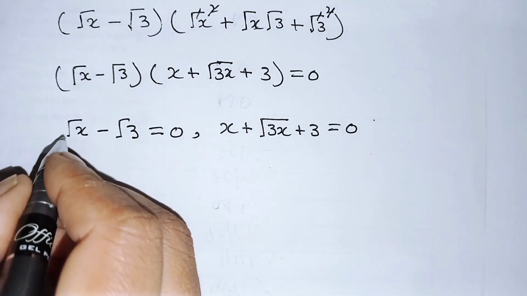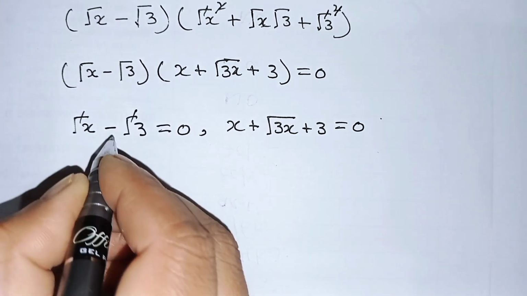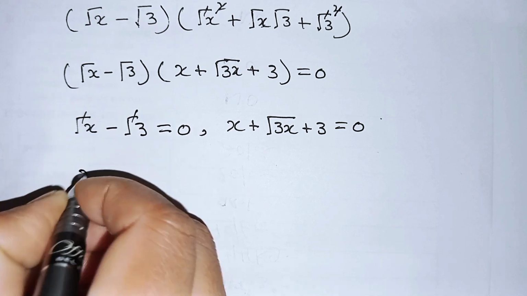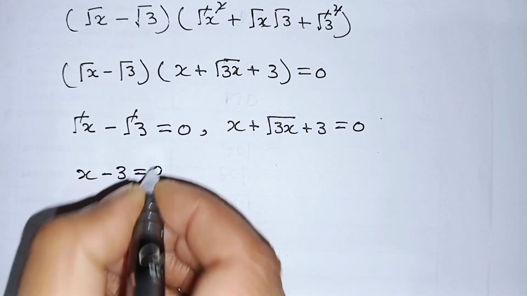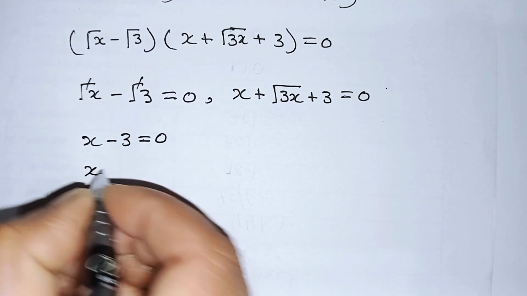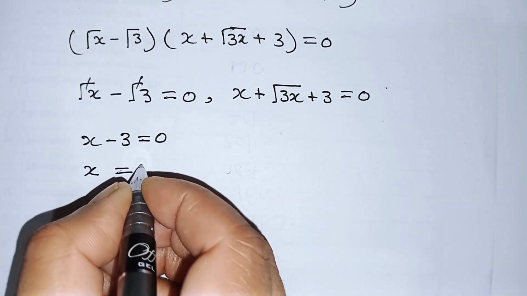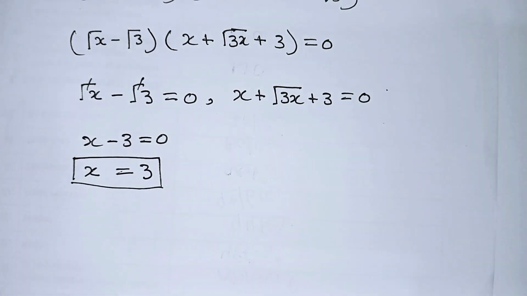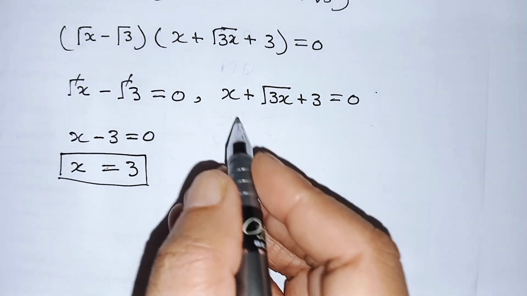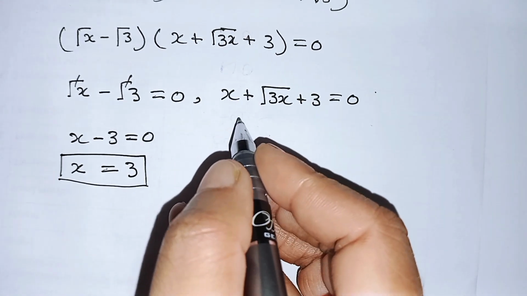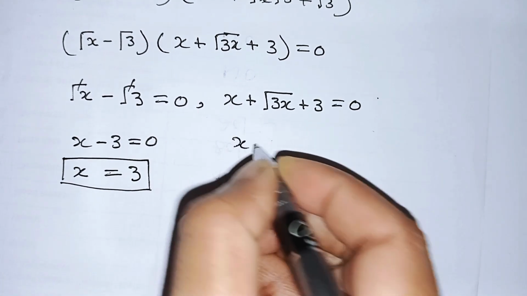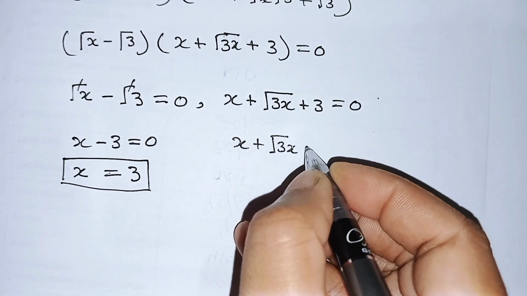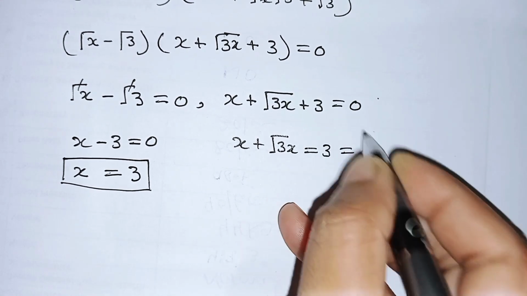And now the square root and this square root cancel out and the remaining is x minus 3 is equal to 0. Now x is equal to 3, moving the minus 3 here, and here it is the first value of x. And now the second equation is x plus square root 3x plus 3 is equal to 0.